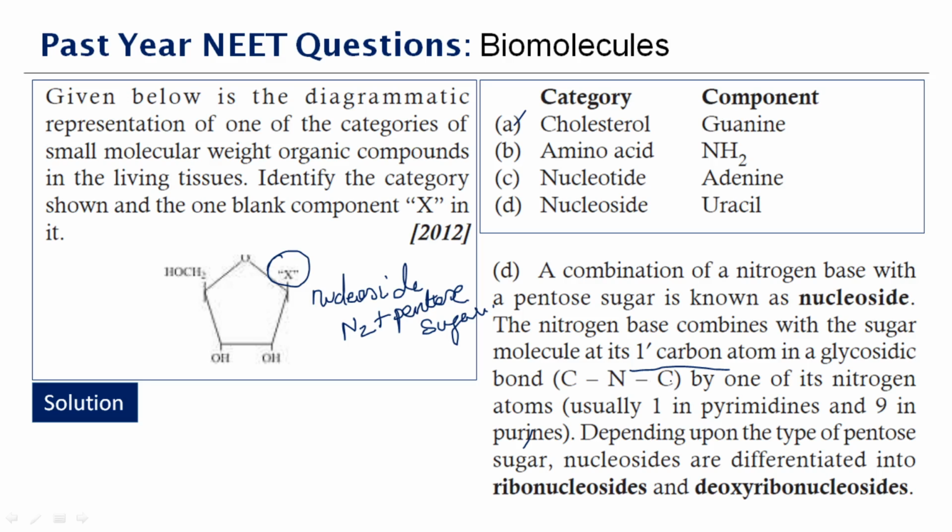The nitrogen base combines with a sugar molecule at its 1 carbon atom in the glycosidic bond, which is carbon. So you have carbon here, right? By one of its nitrogen atoms, usually 1 in the pyrimidines and 9 in the purines. So they're talking about the bases here. Depending upon the type of pentose sugar, nucleosides are differentiated into ribonucleosides and deoxyribonucleosides. We always know that depending upon the base, we classify them into RNA and DNA, because there's one base which will not be the same in both, in DNA and RNA. So that is what they are talking about here. Therefore, the correct answer would be nucleoside.